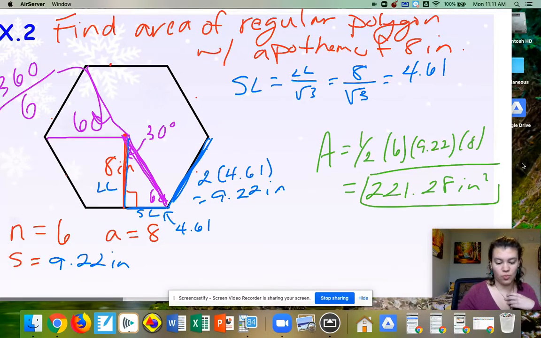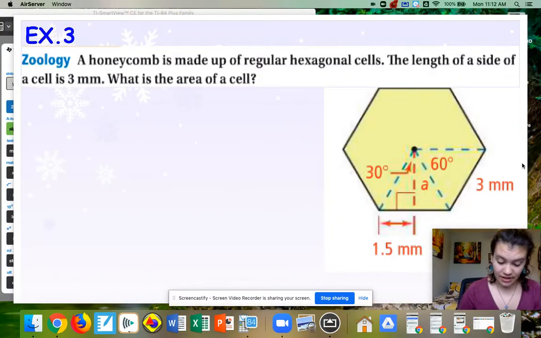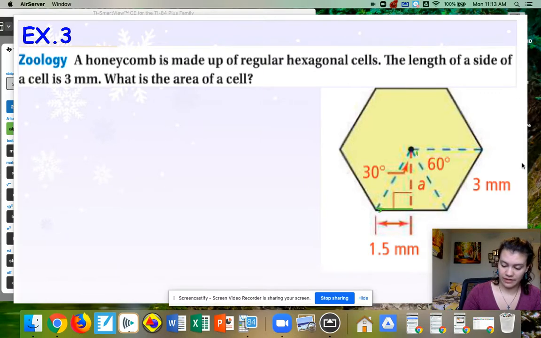All right, I believe we have one more example. So the last example is a honeycomb. It's made up of a hexagonal cell. The length of each side is 3 millimeters. We want to figure out what the total area is. So it'll be similar to what we just did, but instead of finding our short leg right here, we're going to find the long leg right there.